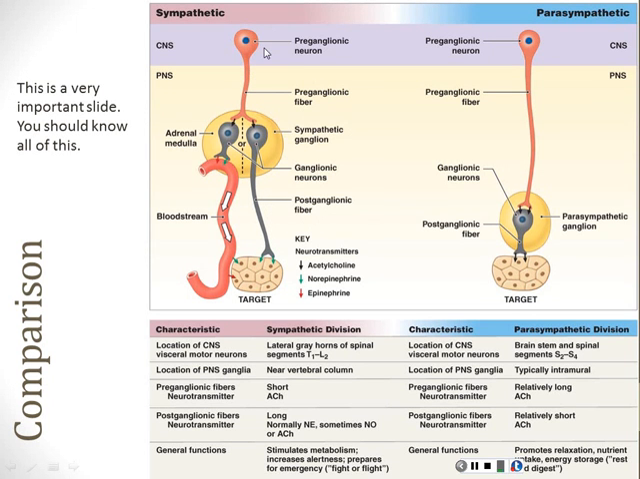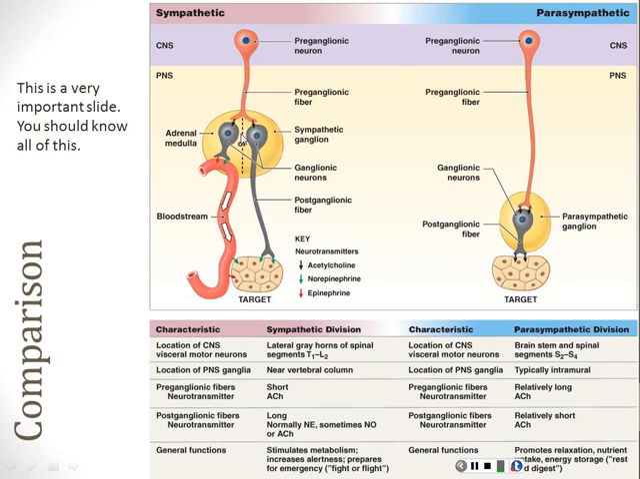One is the fiber length. For the sympathetic, we have short preganglionic fibers because the ganglia are found near the spinal cord. In the parasympathetic, we have long preganglionic fibers, and that's because the parasympathetic ganglia are found in or near the target organ. So here we have distant from the target organ, here we have very close to it. So short preganglionic, long preganglionic. And then the opposite is also true. The postganglionic fiber in the sympathetic system is long, and in the parasympathetic is short. So we have an opposite situation.